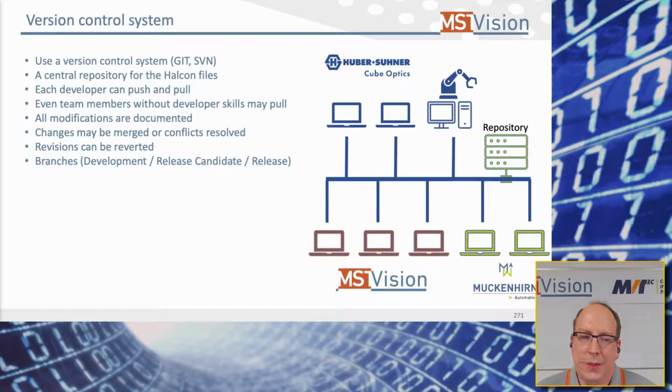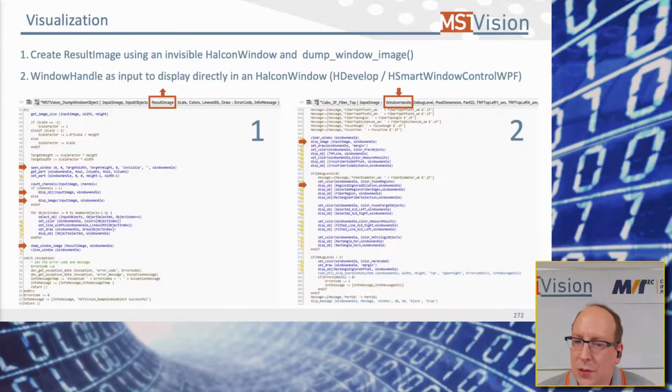And what has also established for us is that we have branches. So we have a development part, we have for example a release candidate, and there is a procedure that says if the RC candidate passes the exam, so to speak, then it's released. And this is really very helpful. And it helps us a lot.